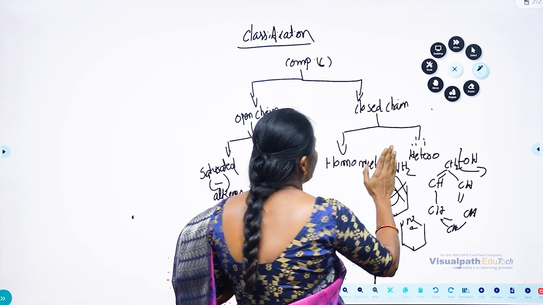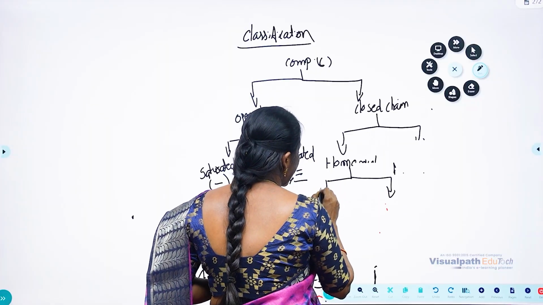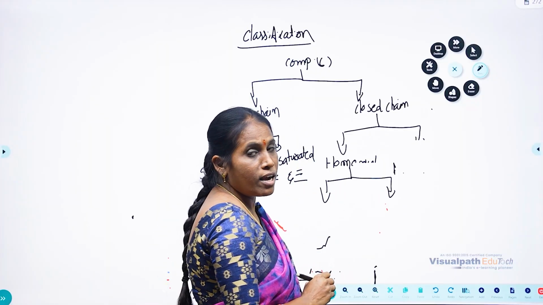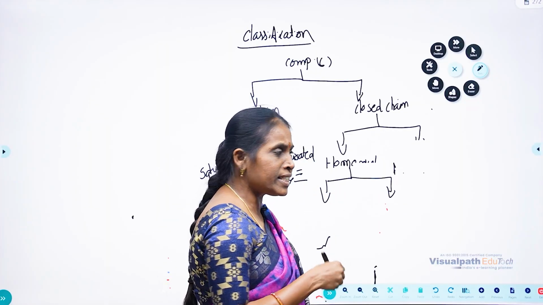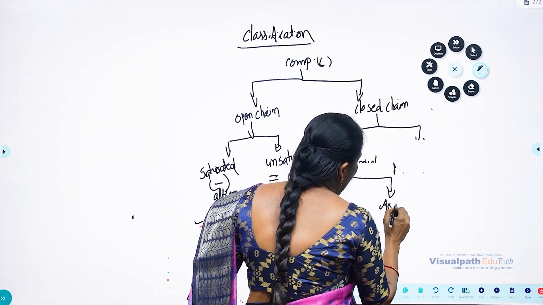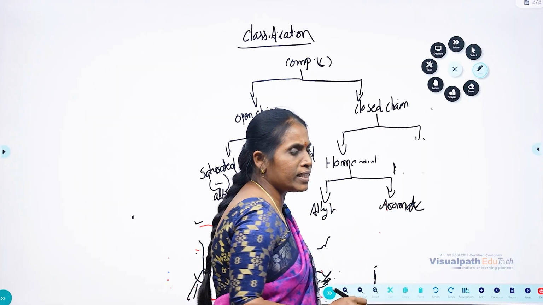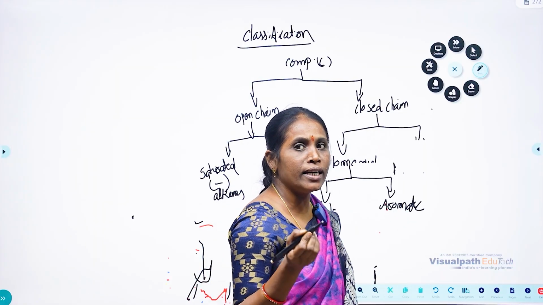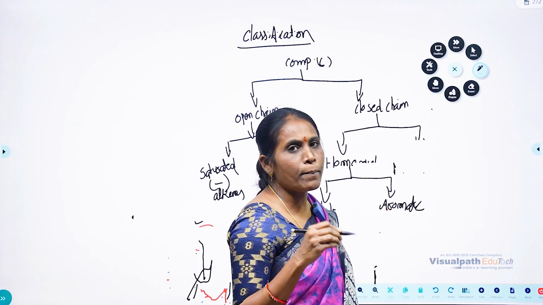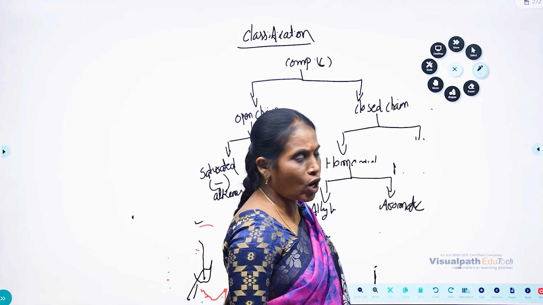And next we go to the homocyclic molecule. This homocyclic molecule is again classified into two types: one is the alicyclic and another one is the aromatic. Aromatic compound means it has the benzene ring and it also obeys the 4n plus 2 rule, that is Huckel's rule. That is known as the aromatic compounds.